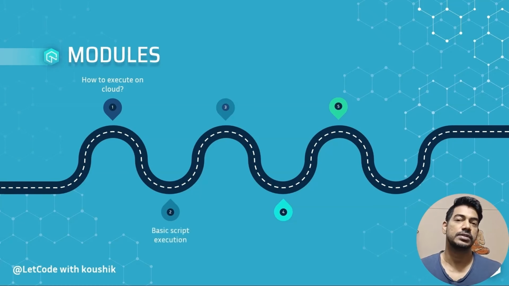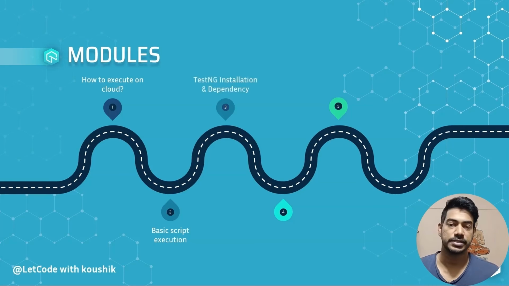So we'll first learn the basic script execution, how to run the script in the cloud, and then we'll learn how to install the TestNG dependencies as well as the TestNG plugin. With the Java main method, we can execute only one file at a time, but with the help of TestNG, without much code changes, we can run our script in parallel, and we have all the features of TestNG like priority, dependency, dependsOnMethods. We have the XML file, and it will give us the report, right?